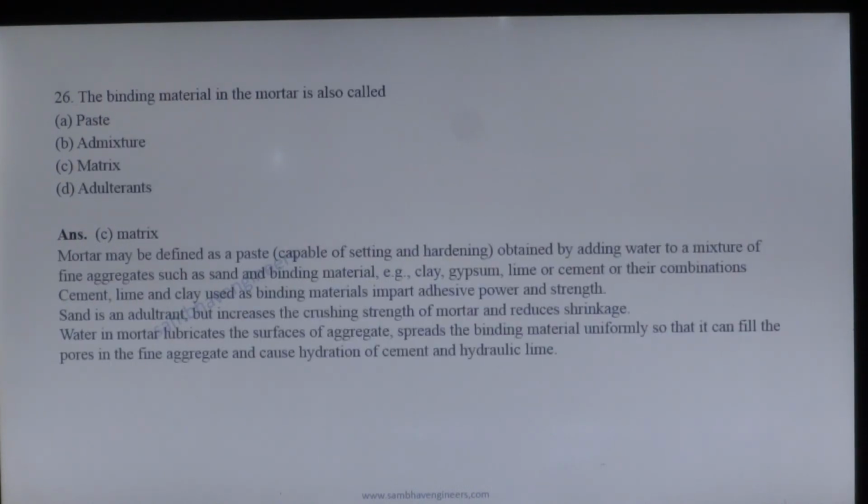Next question. The binding material in mortar is also called? Cement, lime and clay are used as binding material, which impart adhesive power and strength and are called matrix. Sand works as an adulterant, which increases the crushing strength of the mortar and reduces the cost of mortar. Water acts as a lubricant in the mortar.